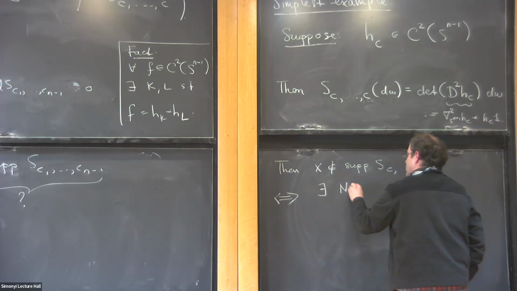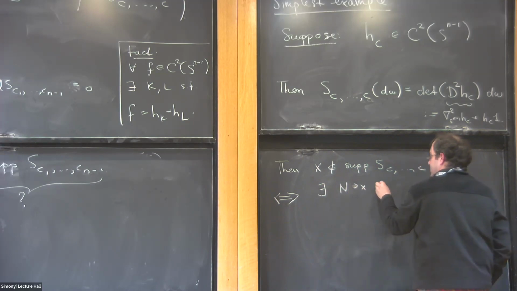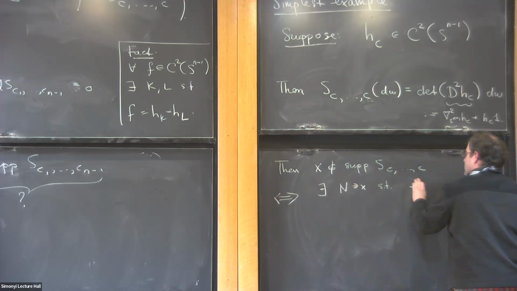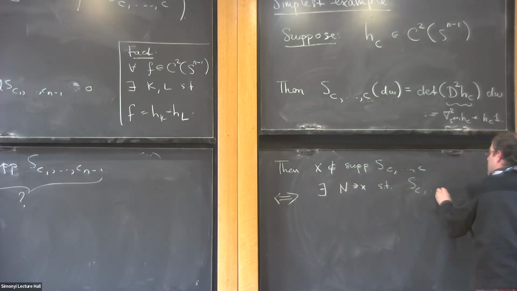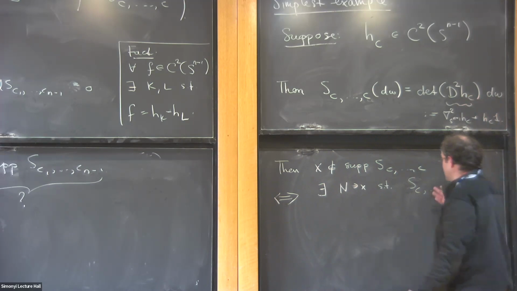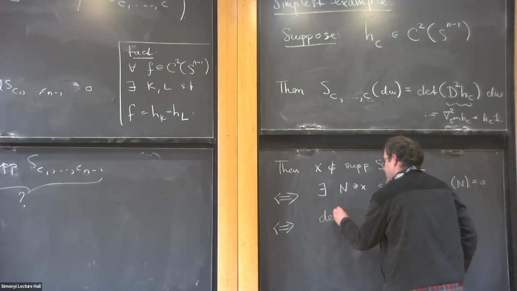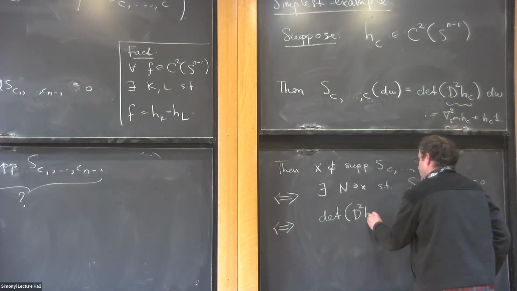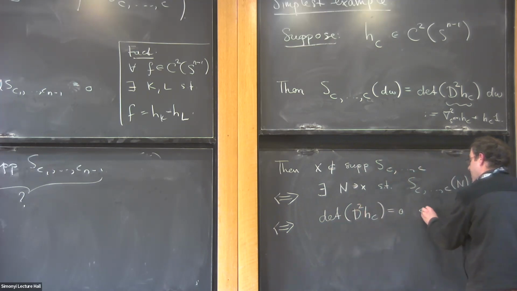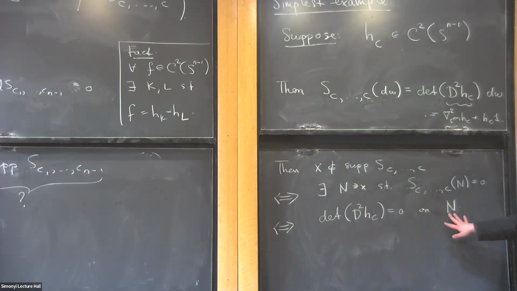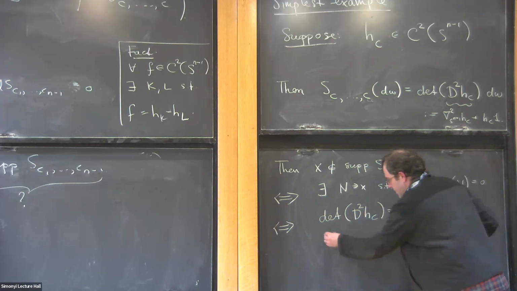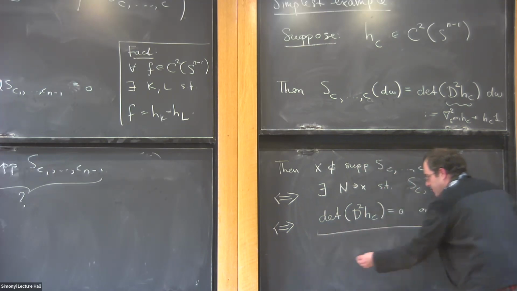There exists some open neighborhood of x such that the measure vanishes there, but the measure has this density, right? So what does it mean? It means that the density vanishes on that neighborhood. The determinant of the Hessian vanishes on some open set. This is nothing else than the homogeneous Monge-Ampère equation.